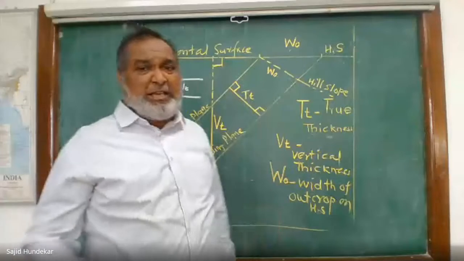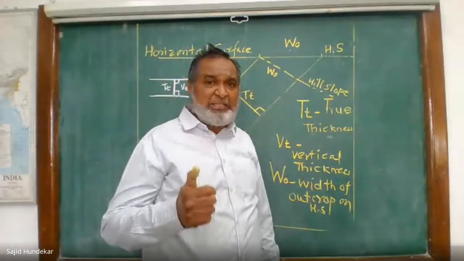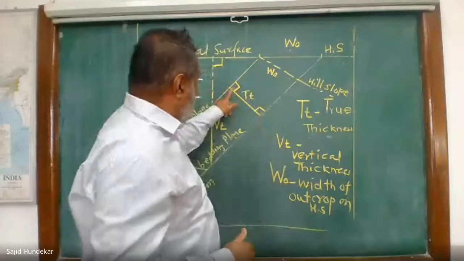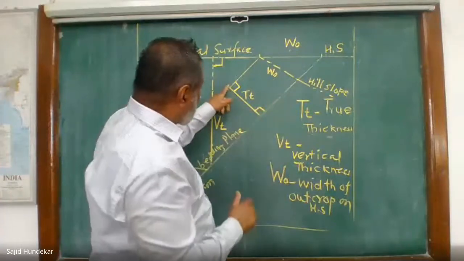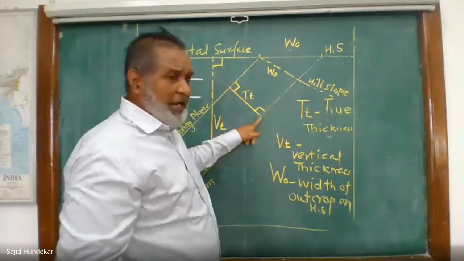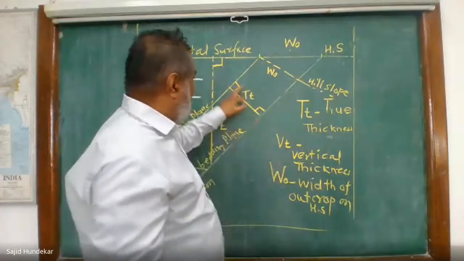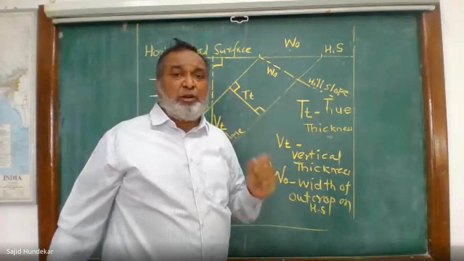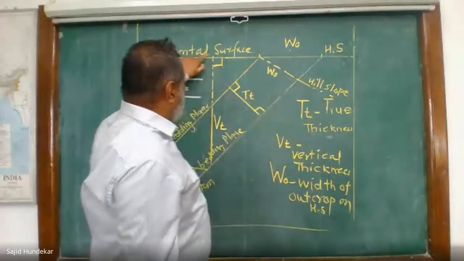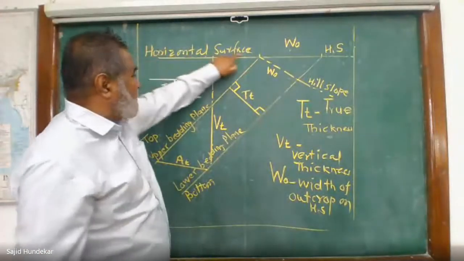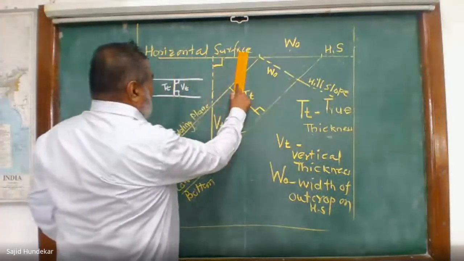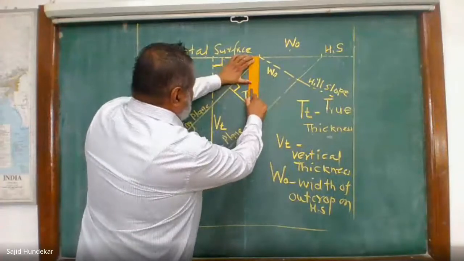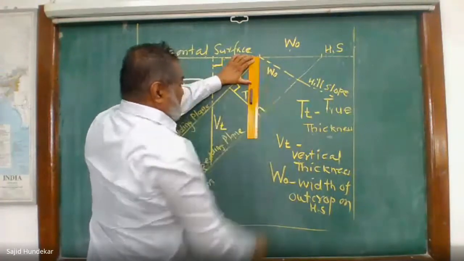Yes, the true thickness is the perpendicular distance between the top bedding plane and the bottom bedding plane. It is the top and it is the bottom. So measure perpendicular to the top bedding plane and bottom bedding plane. It is the shortest distance and both at 90 degrees. Then this is called true thickness. Vertical thickness you measure perpendicular to the horizontal surface anywhere, but only up to here. From this point to this point, if you measure, this is my vertical thickness.